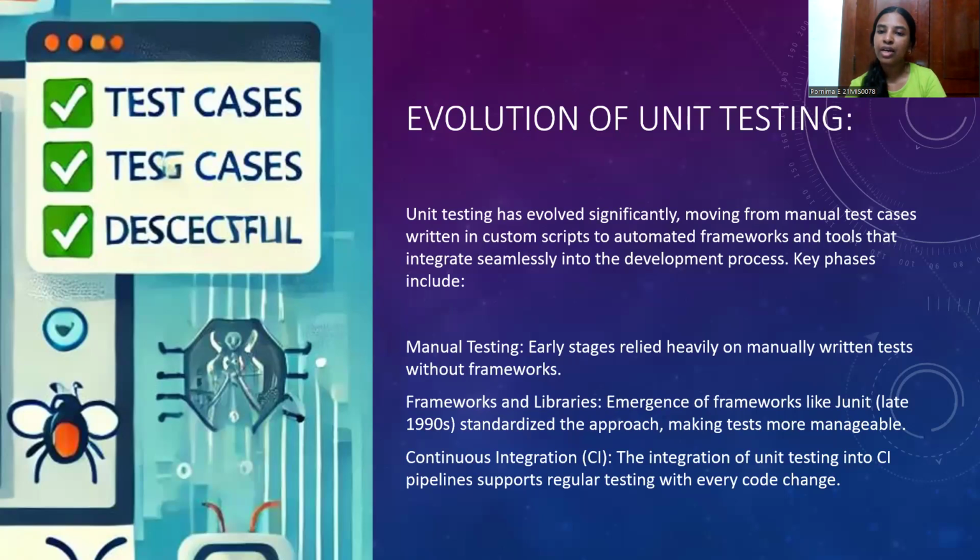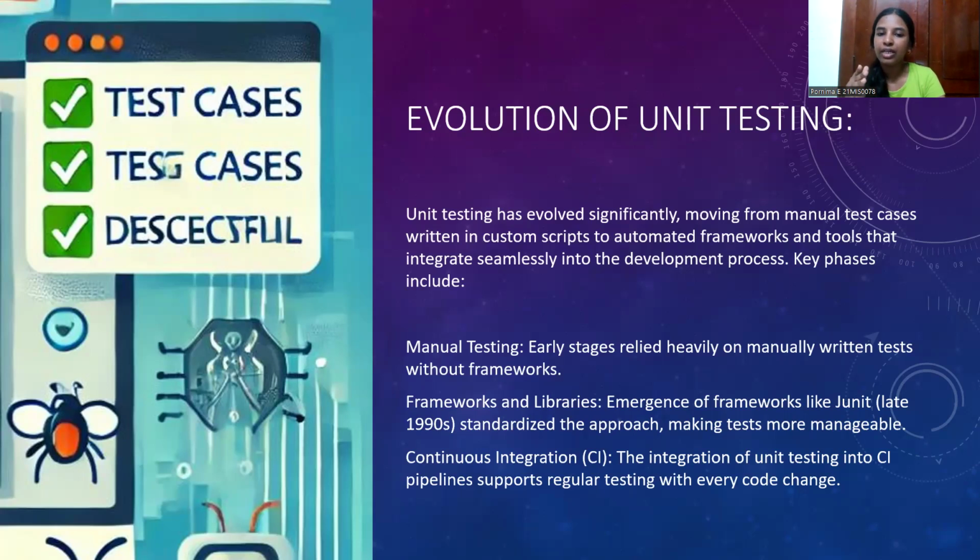Unit testing has evolved significantly, moving from manual test cases written in custom scripts to automated frameworks and tools that integrate seamlessly into the development process. Before, we had manual test cases, in the sense of written copies in custom scripts. Key phases include manual testing, frameworks and libraries, and continuous integration, CI.